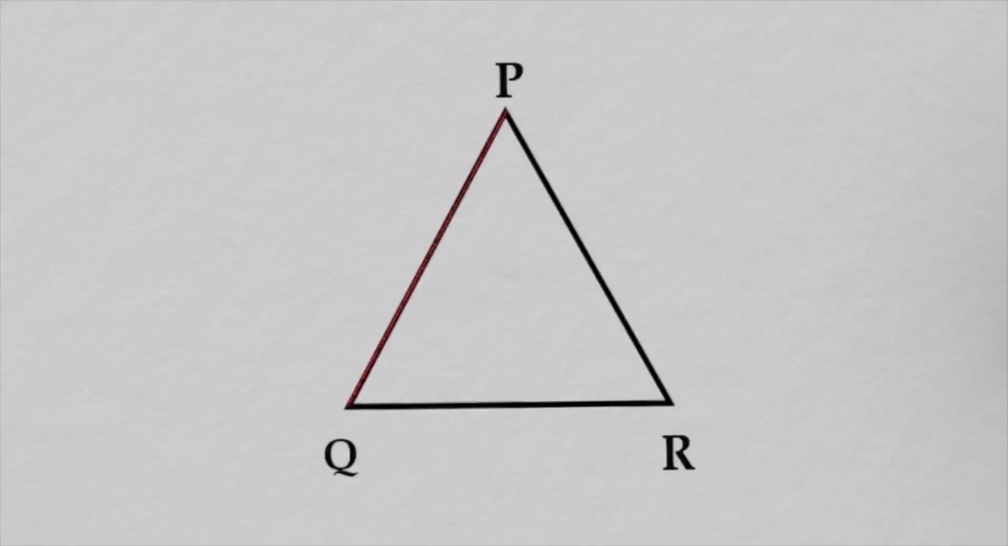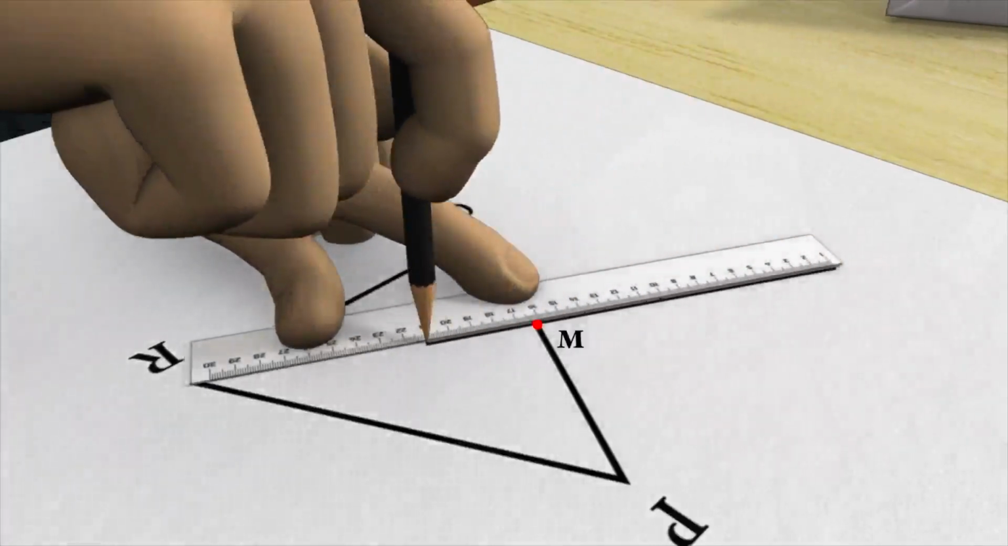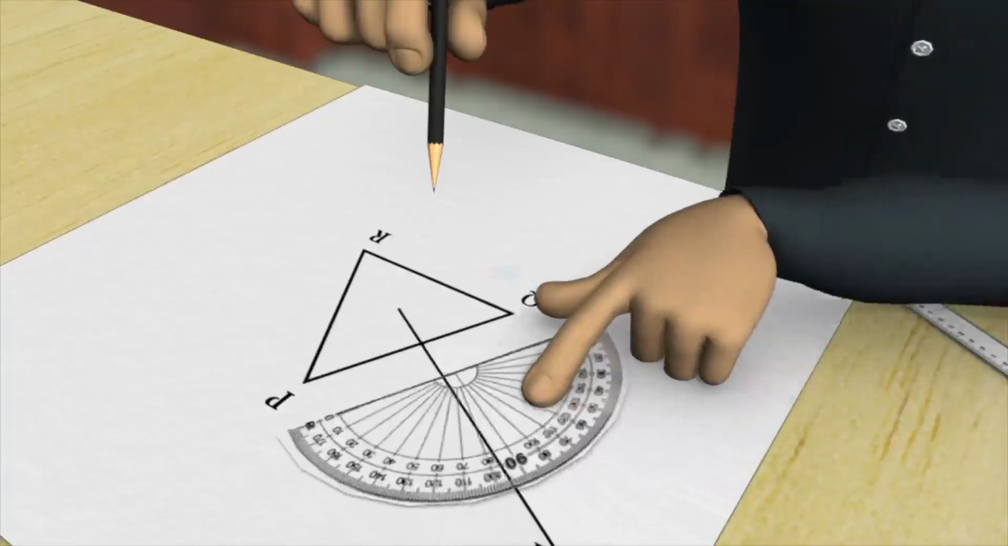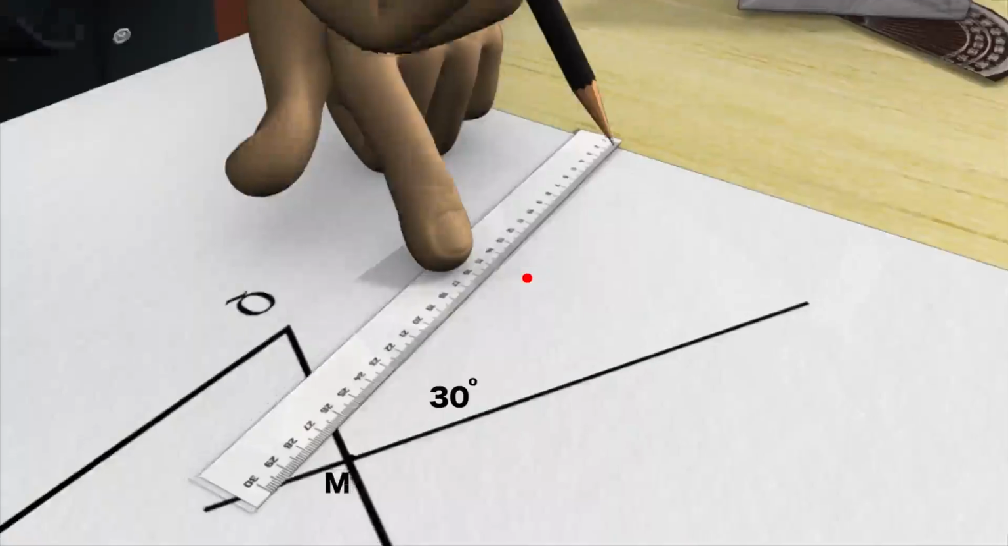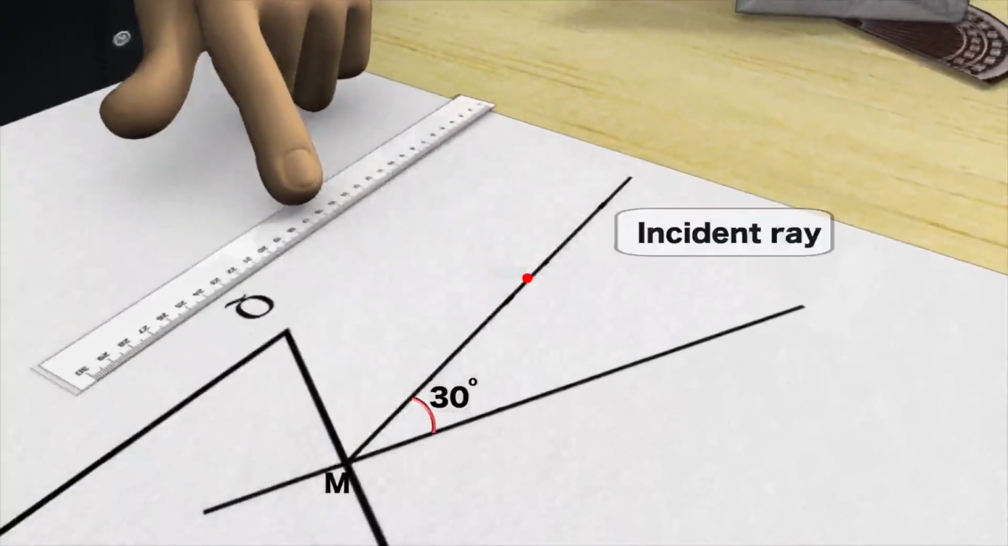Measure the angle between PQ and PR. This is the angle of the prism A. That is, angle A is equal to 60 degrees. Mark M on the side of PQ and also draw a perpendicular to PQ at M. Draw a line at 30 degrees to the normal at M with a protractor. This line denotes the incident ray.